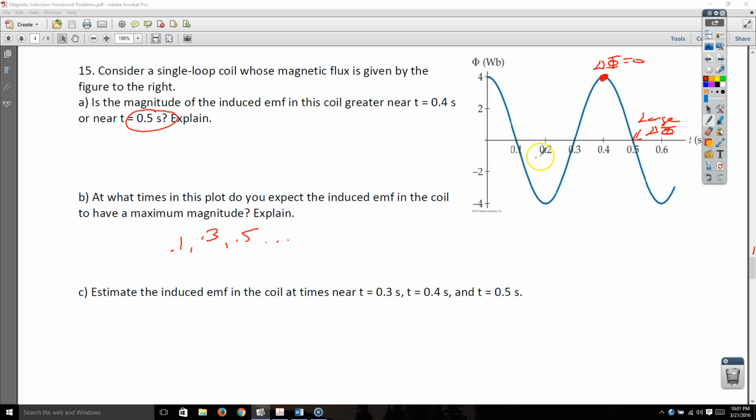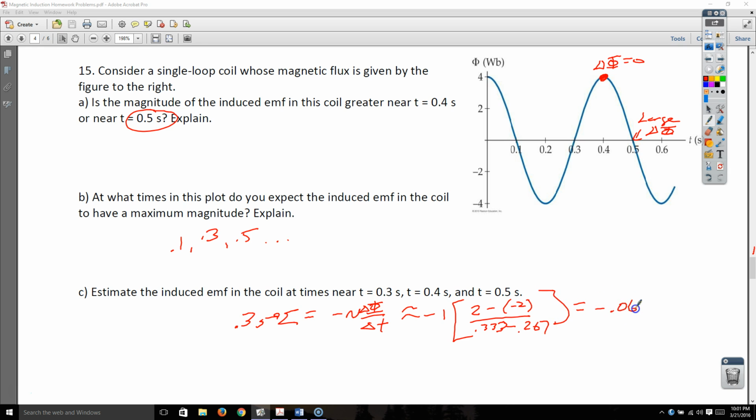So at 0.3 seconds, we're right here. You'll see there's a positive slope, which means I get a negative EMF. So our EMF here is equal to -N times the change in the flux over the change in time. So that's approximately equal to -1 times, so we've got 2 Webers minus -2 Webers, and we're going to divide that by 0.333 minus 0.267. So we're kind of picking our numbers here pretty precisely off that graph, which is a little strange. And so this one is equal to -0.06 kilovolts.